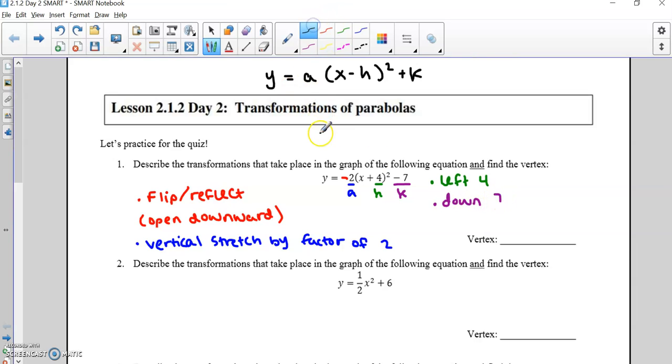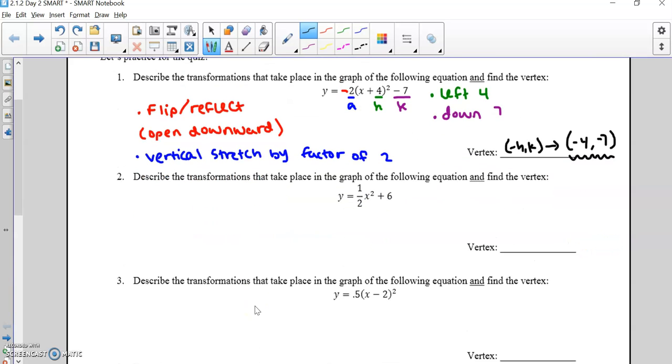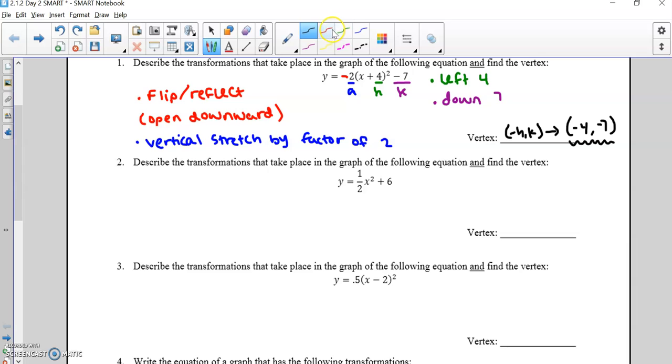Okay, and to find the vertex, remember vertex is always negative h comma k, which just means opposite sign. Okay, so for us, our h is 4, so we are going to have negative 4. We just have to change the sign, and our k is negative 7, so negative 4, negative 7 is our answer. Alright, let's do another one.